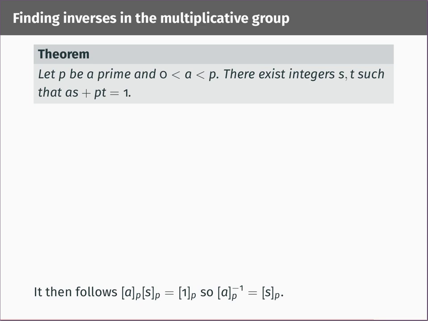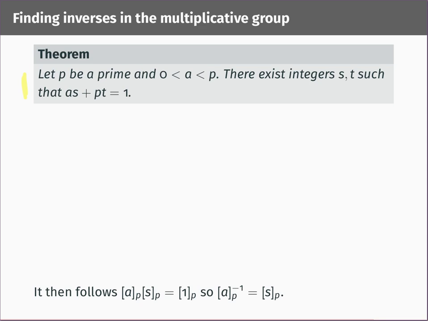On this slide, we're going to develop a theorem which will allow us to do this. What the theorem says is that if you have a prime number p and a number a between 0 and p, then there exist integers s and t such that a times s plus p times t is 1. It's not completely obvious why that helps us, but I will show you in a second why that helps us find an inverse to the class of a in the multiplicative group modulo p. In fact, the inverse of the class of a will turn out to be the class of s, and I'll show you why that is after I've explained a little bit about why this theorem is true.